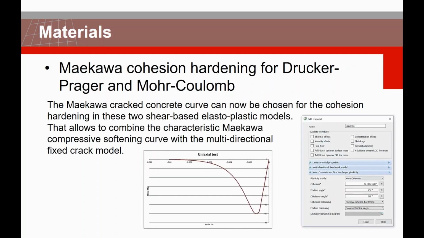Another feature that we have is the compressive behavior based on the Makiava for the Drucker-Prager, Mohr-Coulomb plasticity. So this is basically on top of the existing features. Now the user could also select the Makiava behavior to capture the compressive behavior.